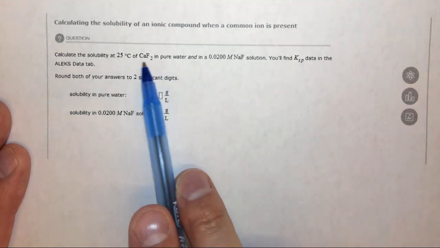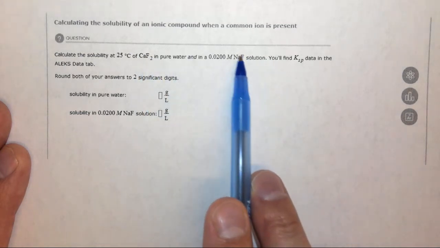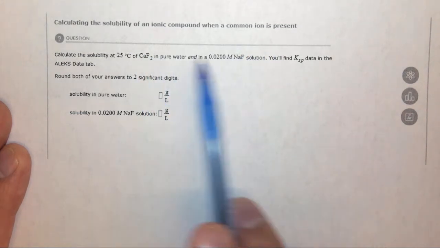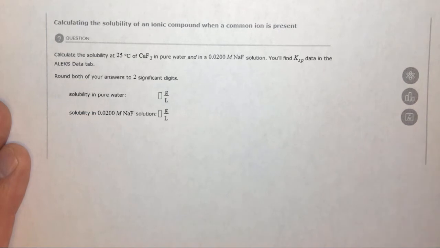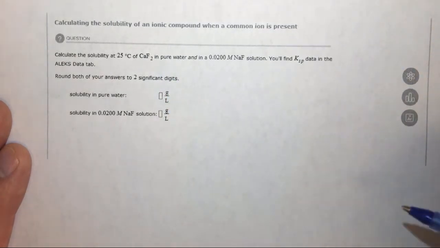Since this is CaF2, it has fluoride in it, F minus. So therefore that is the common ion. So essentially this is two separate problems. So let's look at the pure water first, which again is very similar to a previous problem, I think two problems earlier on the playlist.